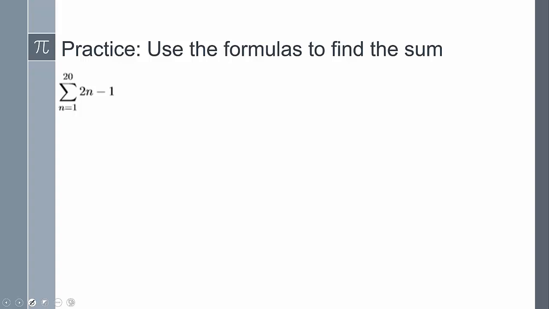Let's look at another one. So for this one here, it is the arithmetic sequence. Because it is an arithmetic sequence, that means that our formula is going to be n times a sub 1 plus a sub n over 2. Now I'm going to give you guys a moment to go ahead and solve this one.